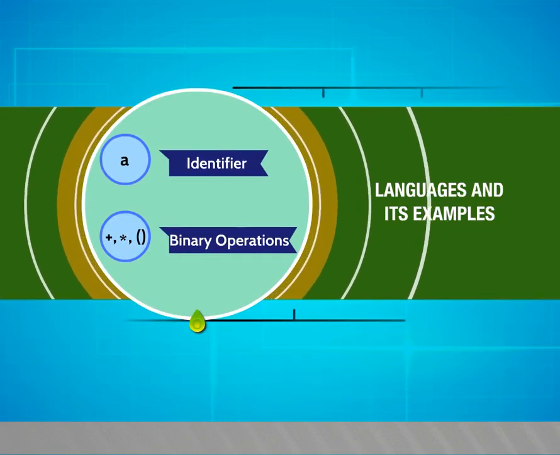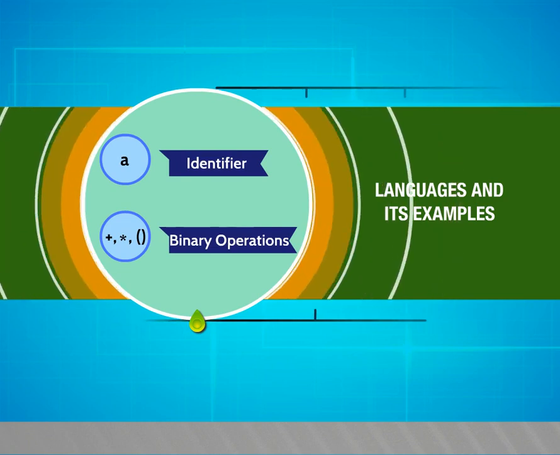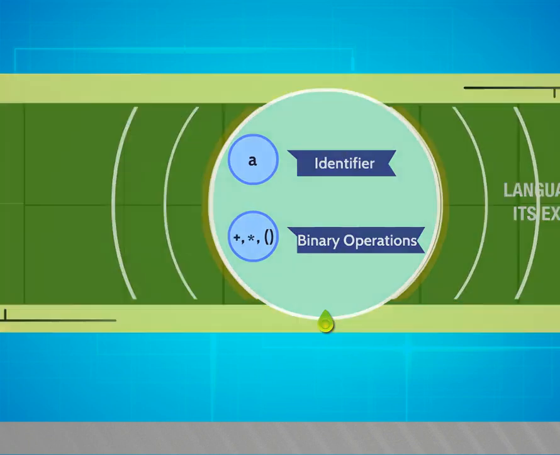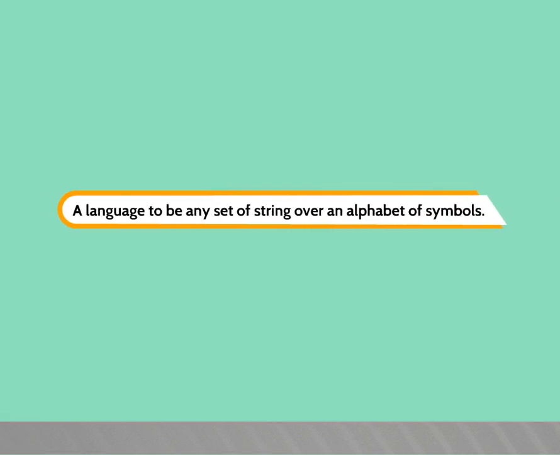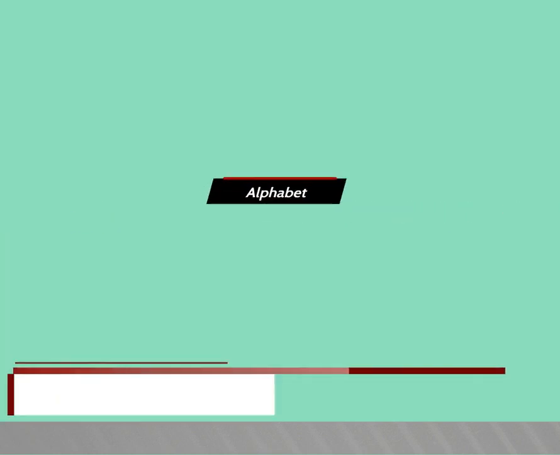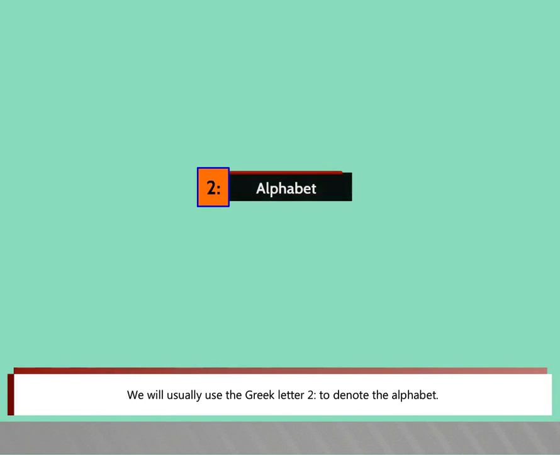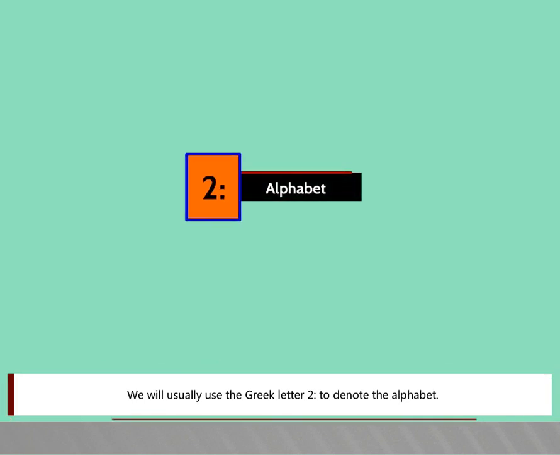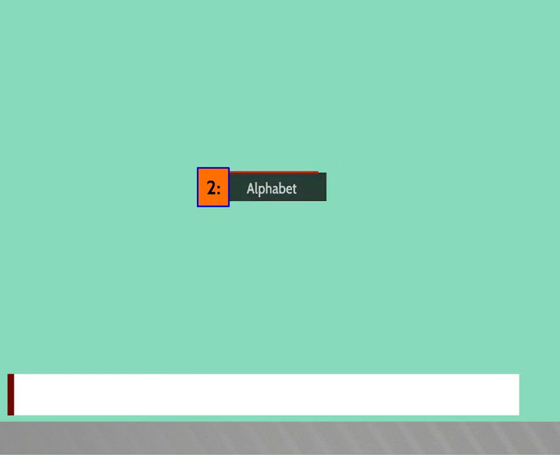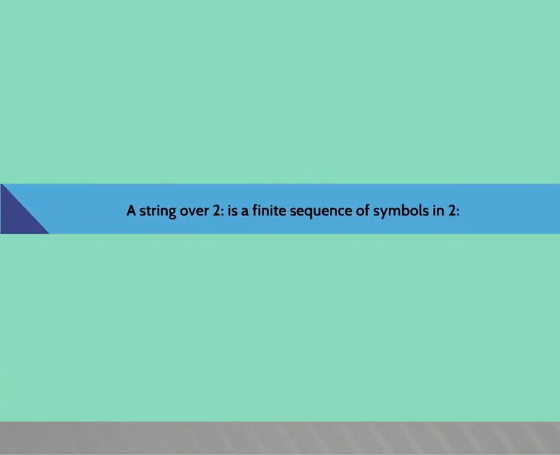Languages and its examples. In this video, we are going to see about languages and its examples. A language is any set of strings over an alphabet of symbols. An alphabet is a finite set of symbols such as a, b, or 0, 1, or a, b, c up to z. We will usually use the Greek letter sigma to denote the alphabet. A string over sigma is a finite sequence of symbols in sigma.